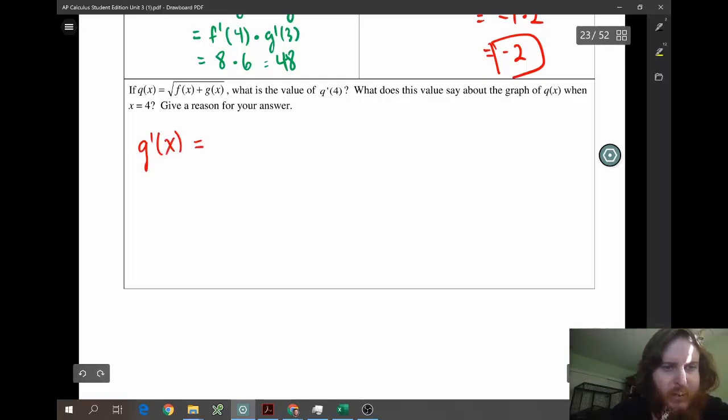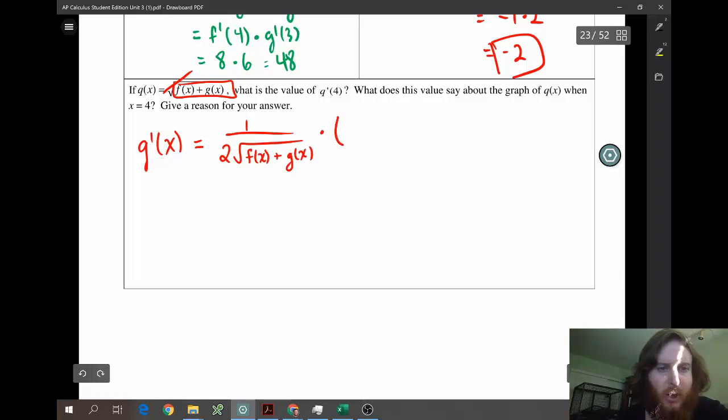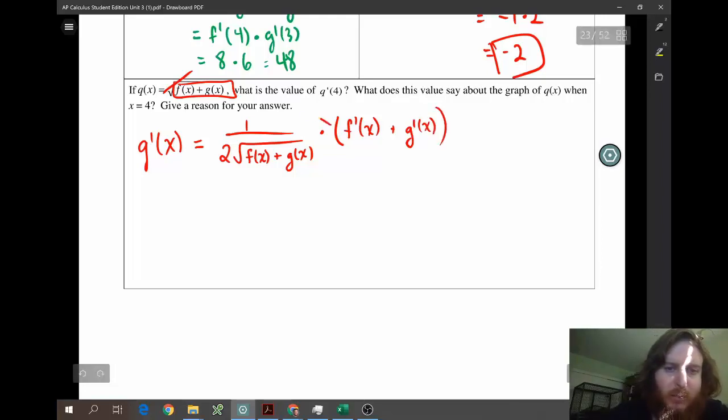So q prime of x equals, the outside is the square root, so 1 over 2 square root of our box, and everything inside stays the same: f of x plus g of x. Then times, this is where I said the parentheses are very important. Whenever you have a plus, the parentheses are very important. The derivative inside: the derivative of f is f prime, and the derivative of g is g prime. This one actually looks a lot more complicated than it is. Now, if you want to move this to the numerator, you can. You don't have to, but you can.